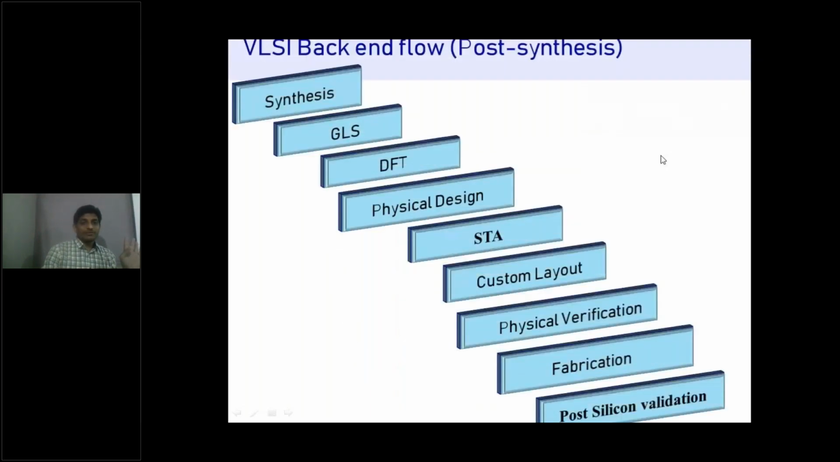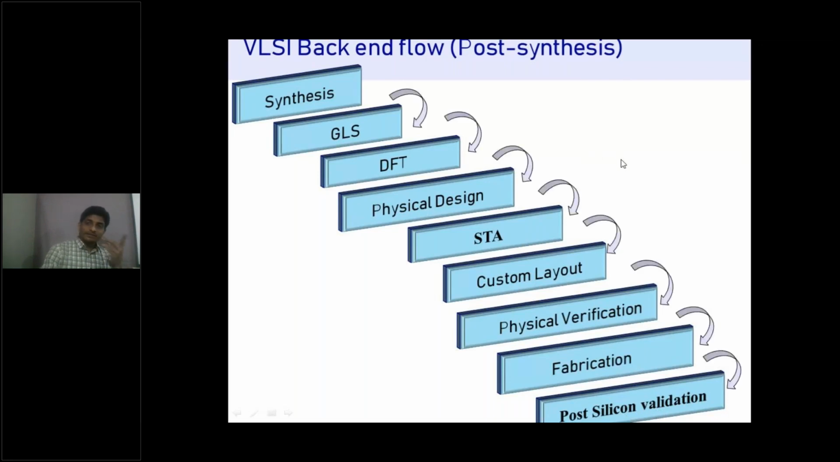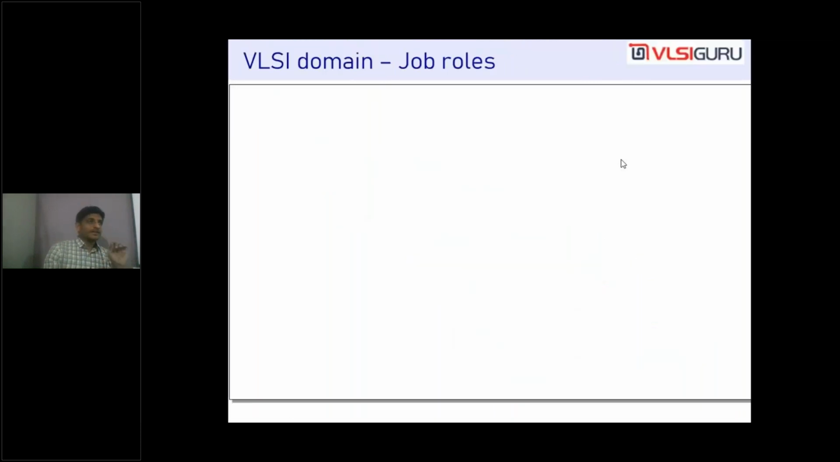Similarly, you go to the backend domain flow. These are the steps: synthesis, GLS, DFT, physical design, STA, custom layout, physical verification, fabrication, and post silicon validation. And that order has to be followed. We discussed a lot of things, front end domain, back end domain. Let's try to understand what the various job roles in these domains are.